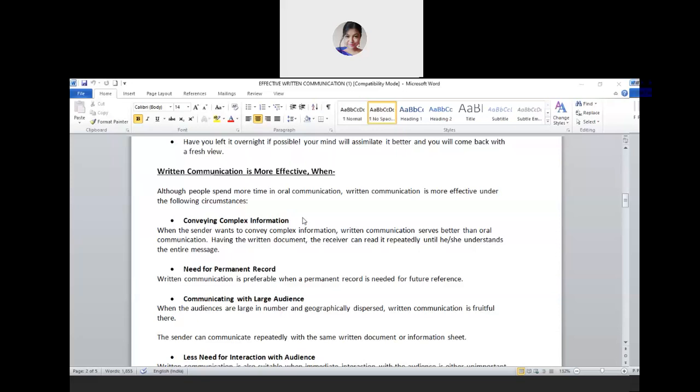So, when you have to convey something complex, something that needs to be documented, you should definitely write it, because in that way you can keep it as a document, and the reader, the receiver, can also read it repeatedly and try to understand the entire message.